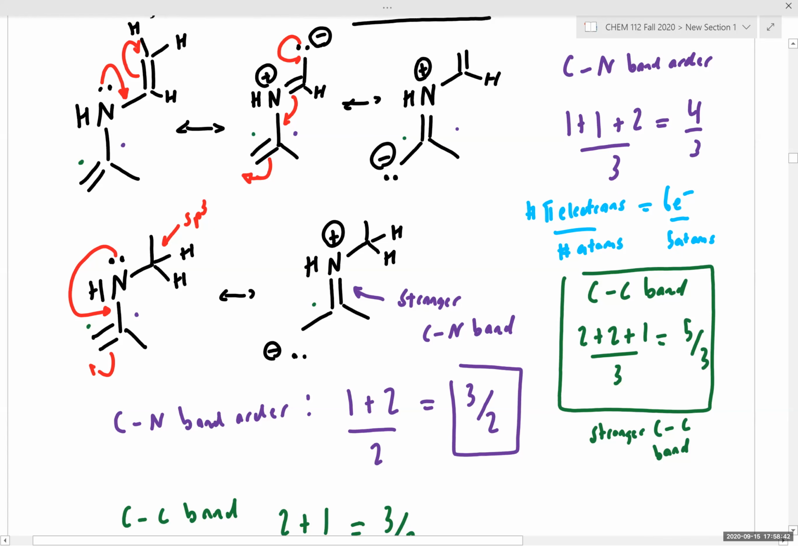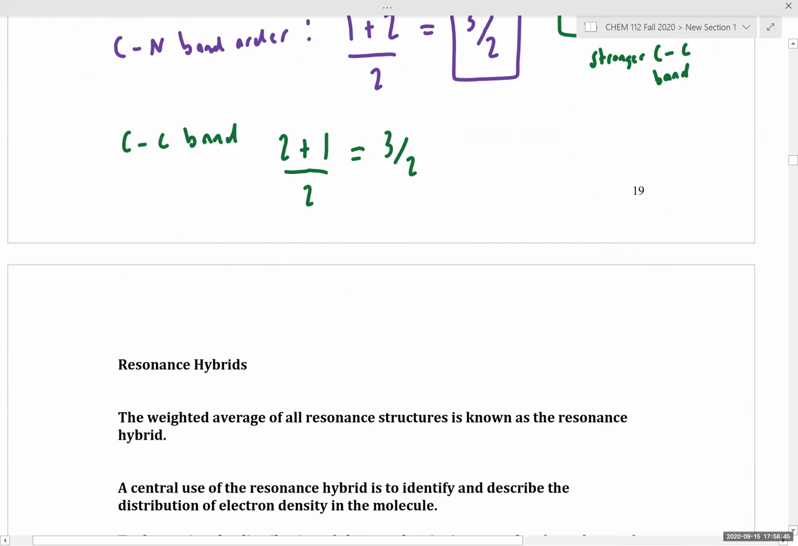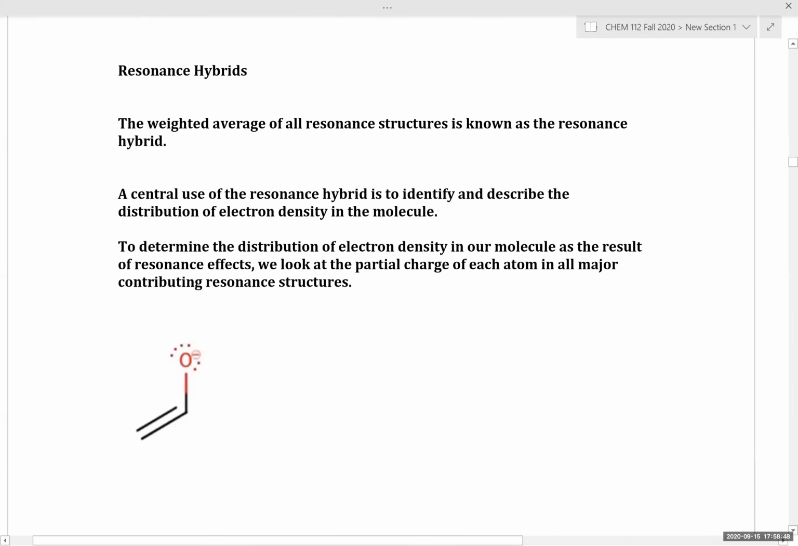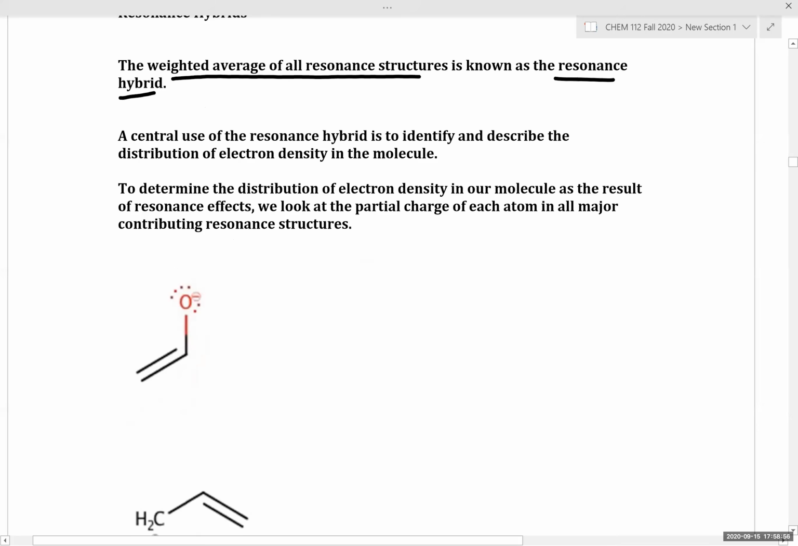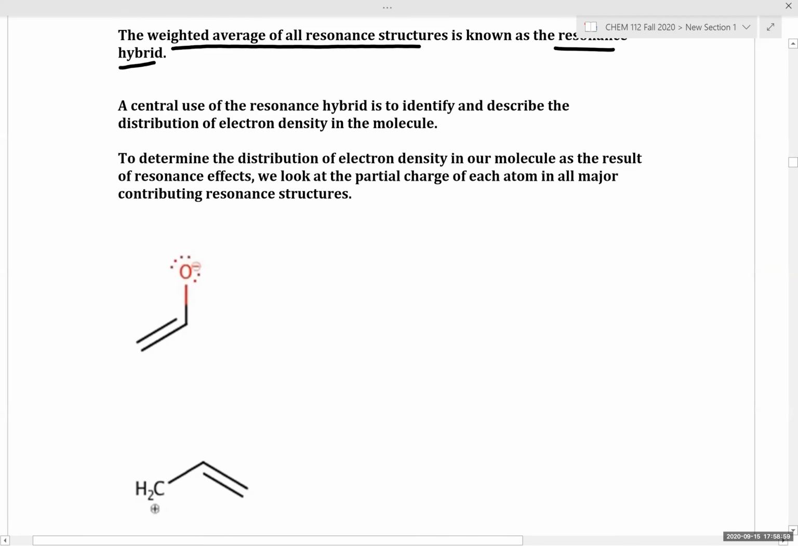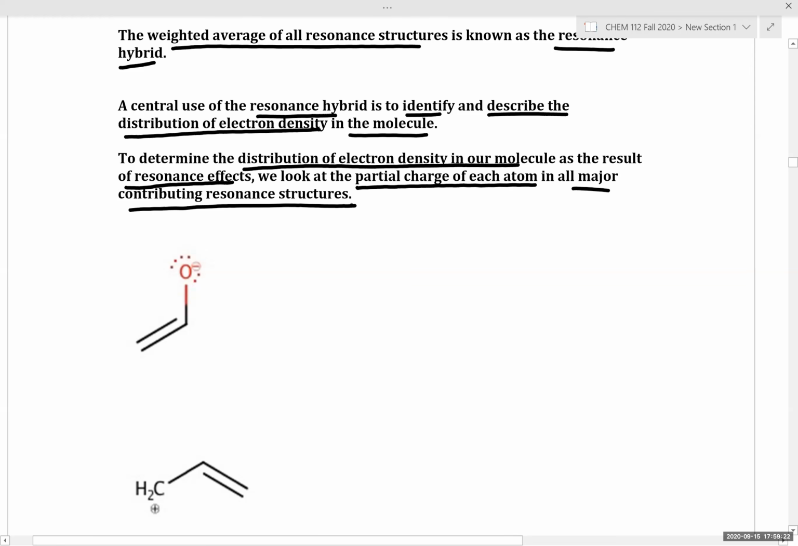If not, let's talk a little bit about resonance hybrids. The weighted average of all resonance structures is known as the resonance hybrid. We've already started to draw resonance hybrids, and the main use of a resonance hybrid is to identify and describe the distribution of electron density in our molecule. The distribution of electron density as the result of resonance effects can be determined by looking at the partial charge of each atom in all major contributing resonance structures.